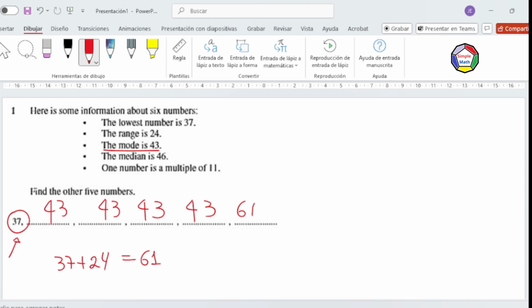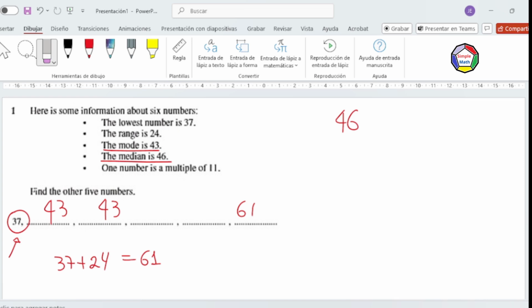Let's continue reading the information. The median is 46. That means the number that is in the middle, or the average of the middle, is 46. 46 is the median. All right? And it says that one number is a multiple of 11. So that is the information we have. So let's see what we can do with it. Oh, I'm sorry, I erased the 43. So let's say 43 and 43 to see what happens. Okay? So let's use the information.